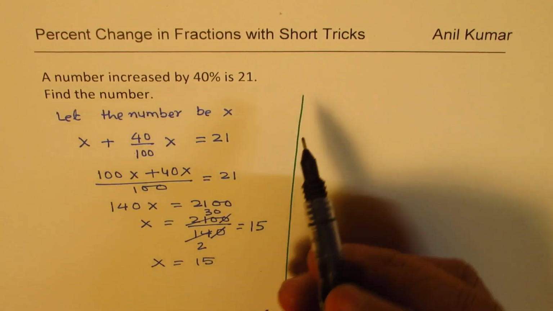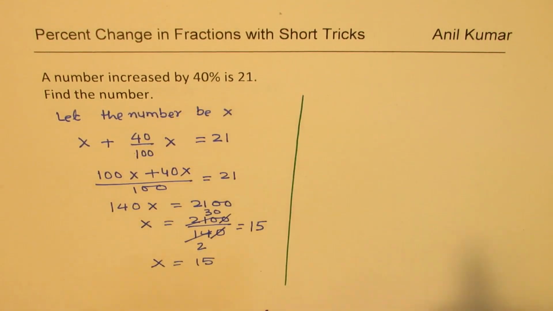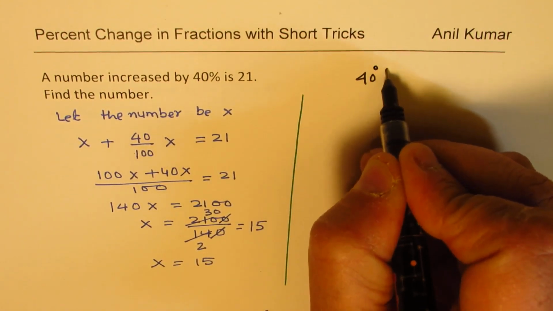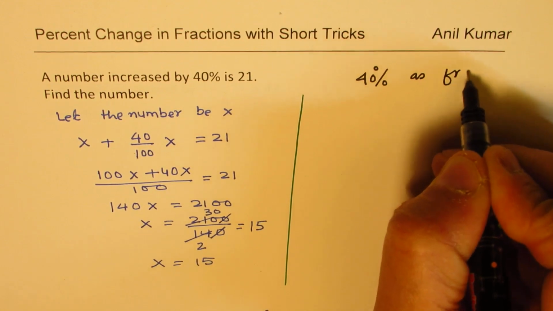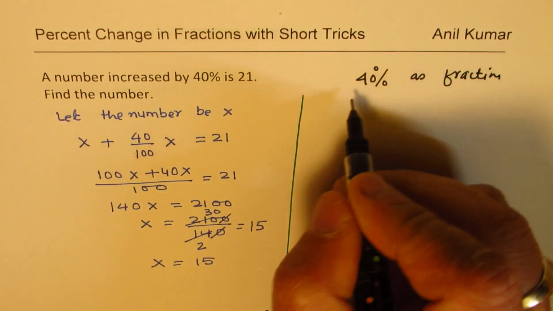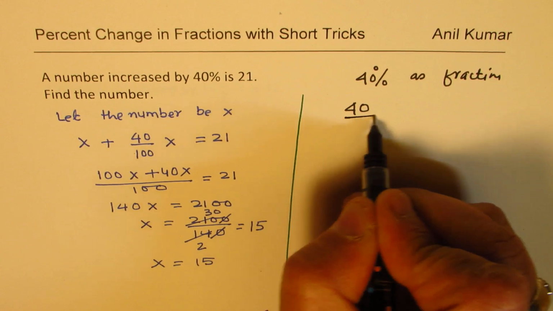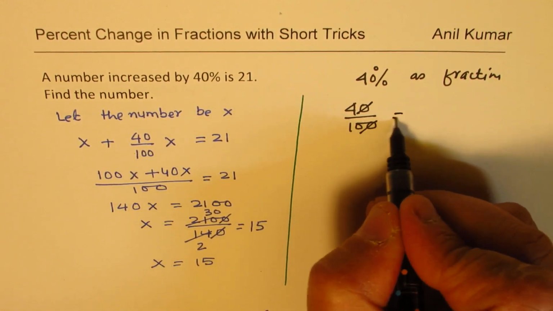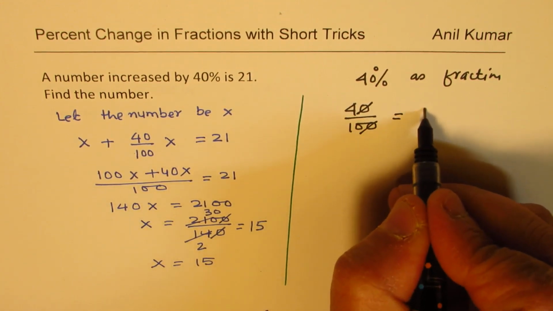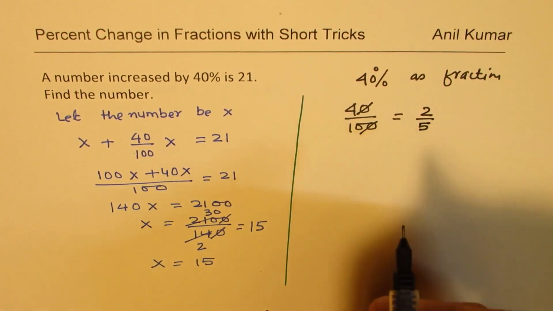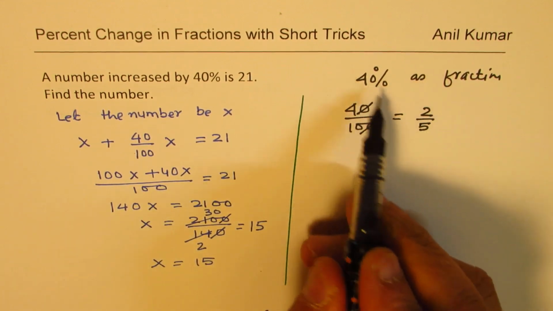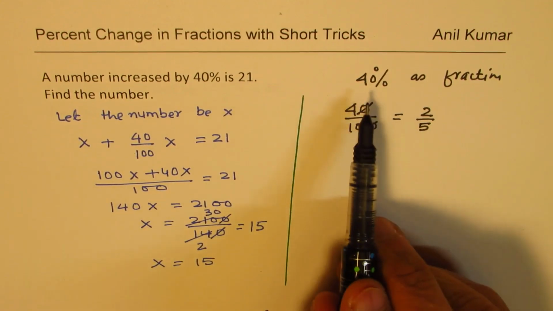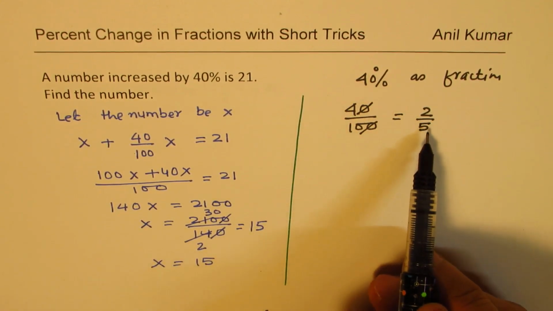Correct? Now, if we try to do the method of fractions, it is kind of like this. Let us convert 40% to a fraction. This is what we'll try to see first. 40% means 40 over 100, correct? So 40 over 100 basically means you can divide this by 2, so you get 2 over 5. So 40% is the same as 2 over 5. With practice, you will immediately write 40% as 2 over 5.